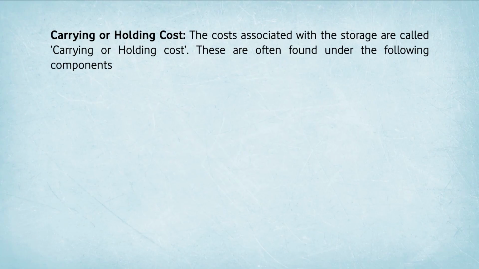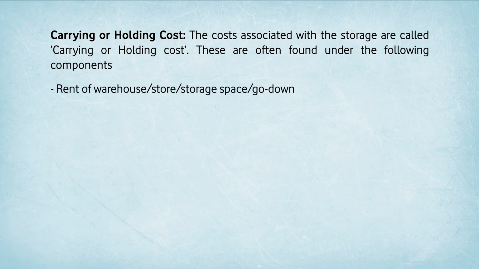These are often found under the following components: rent of warehouse, store, storage space, and godown. These costs come under the carrying and holding cost. If you carry or hold inventory in the store, then these costs come into the picture. The first cost is the rent of the warehouse, store, storage space, and godown.